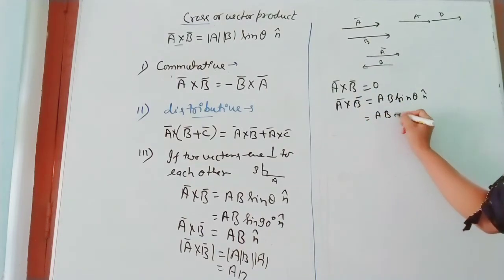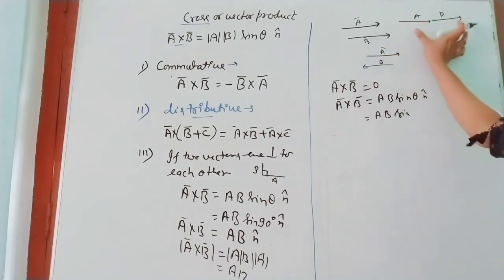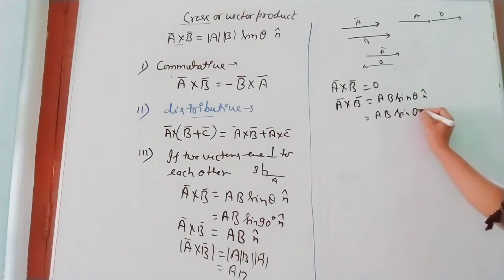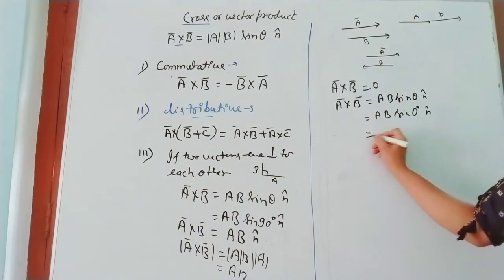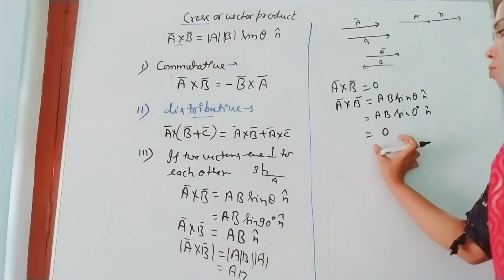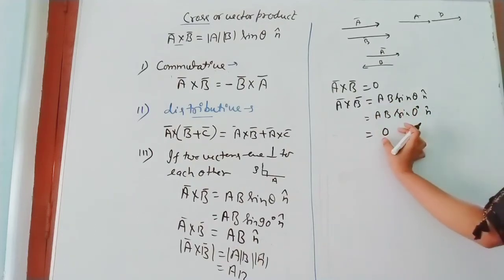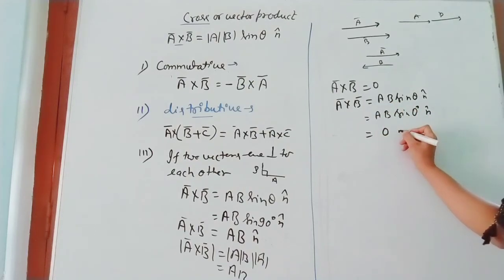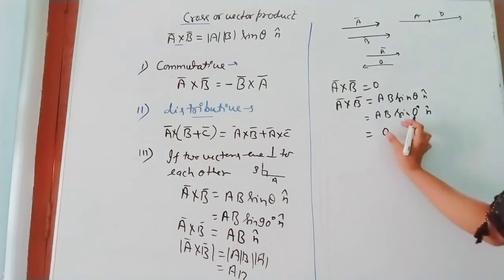AB sin theta. Theta is how much? Since the vectors are parallel, anti-parallel or collinear, the angle will be 0 degree or 180 degree. Sin of 0 degree or 180 degree both have a magnitude of how much? That's 0. So the total value is 0. So after the cross product we get a 0 vector. Since we know the cross product gives a vector quantity, it will be some vector which has magnitude 0.